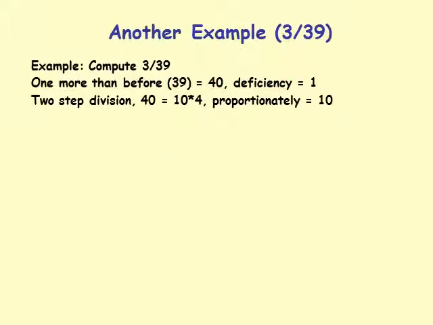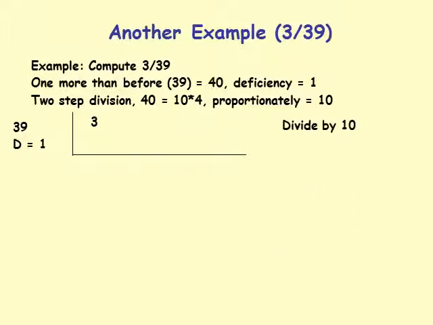We would still do a two-step division, where 40 is equal to 10 times 4. We would divide first by 10 and then by 4. Proportionality is 10, which is my first division. This is the way we set up the problem here: 3 as the dividend and 39 as the divisor, and its deficiency is 1 from the chosen base 40.